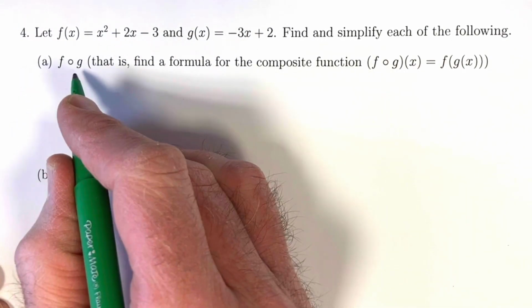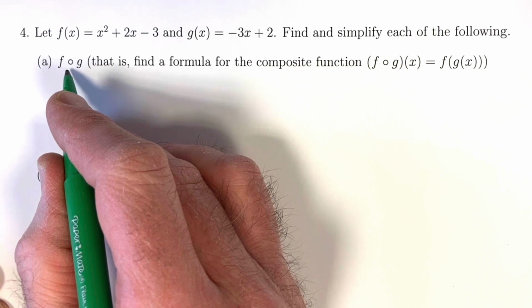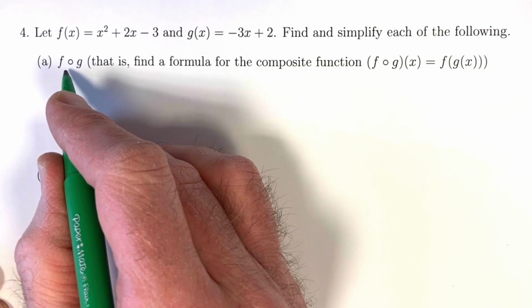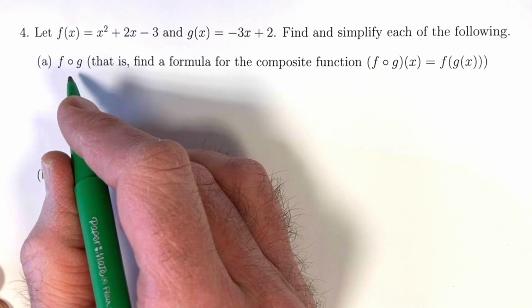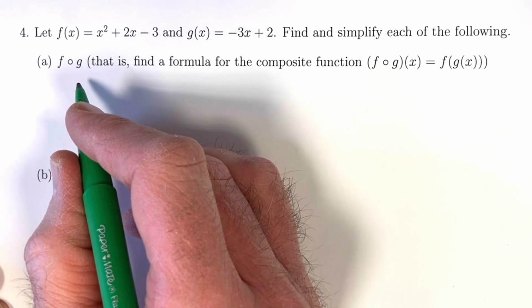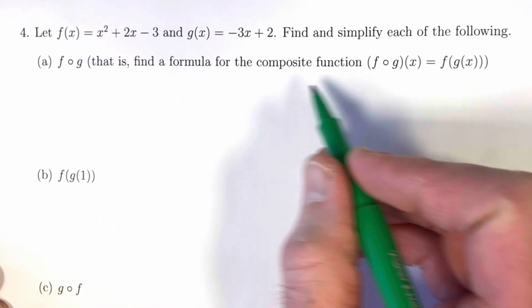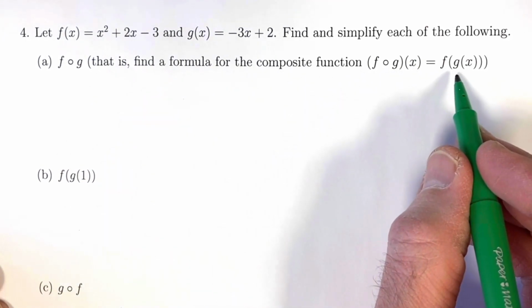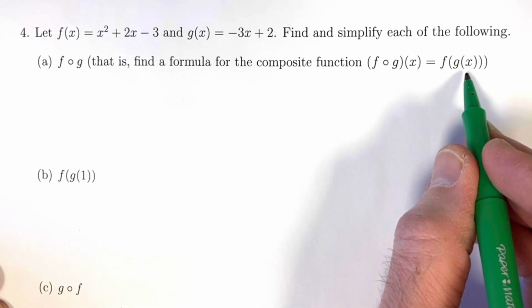Part A, fog. Huh? Fog? No, that's not an O. It's a circle. F circle G, sometimes said F compose G. Yes, sometimes people do just say fog for fun. What in the world is that? Maybe your book actually doesn't use that notation. Maybe your book only uses this notation, f of g of x. You are plugging one function into another. We talked about this briefly in problem 1. G of x is the inside function.